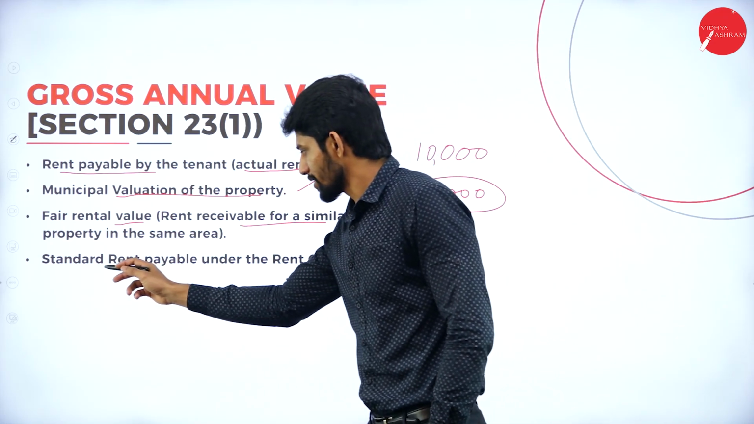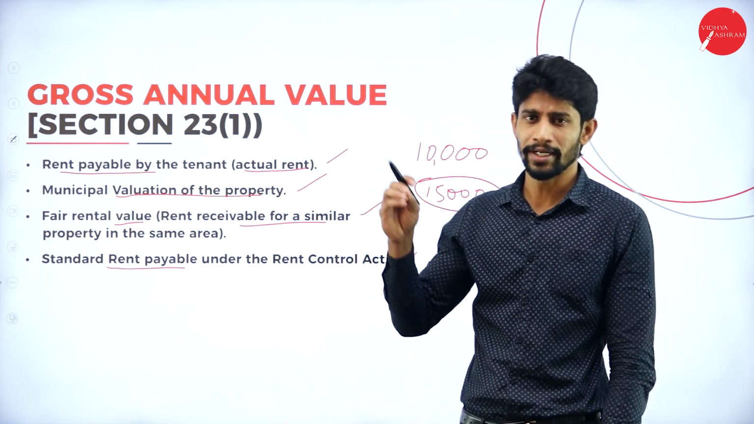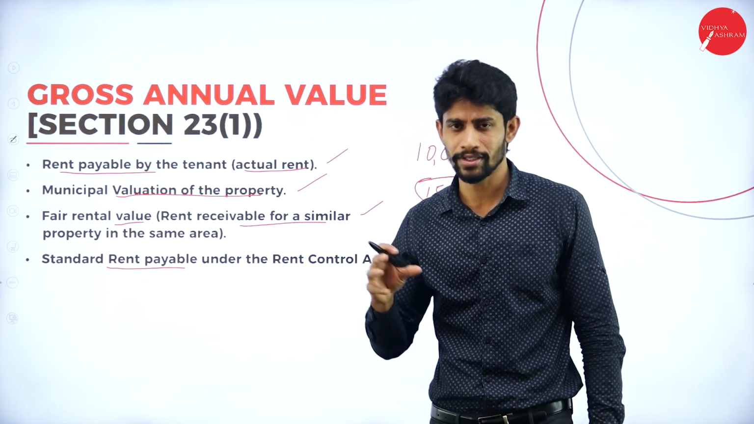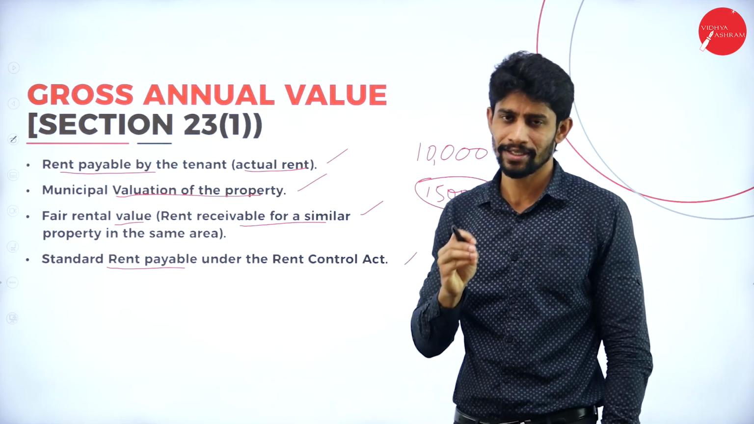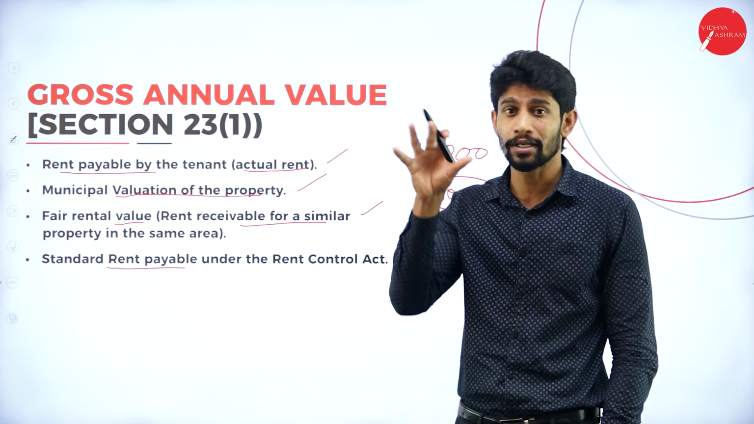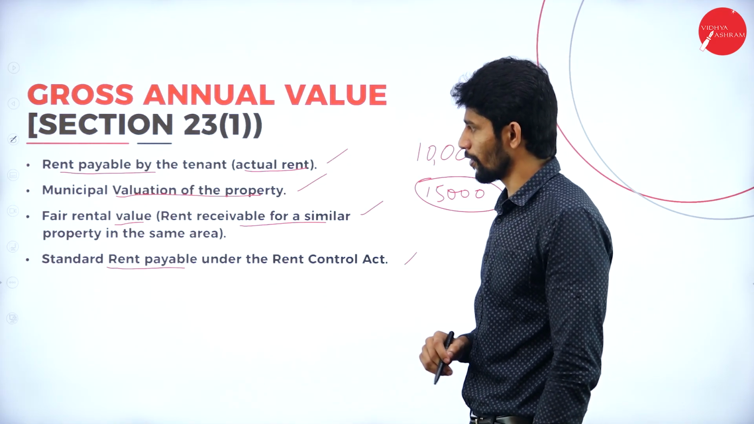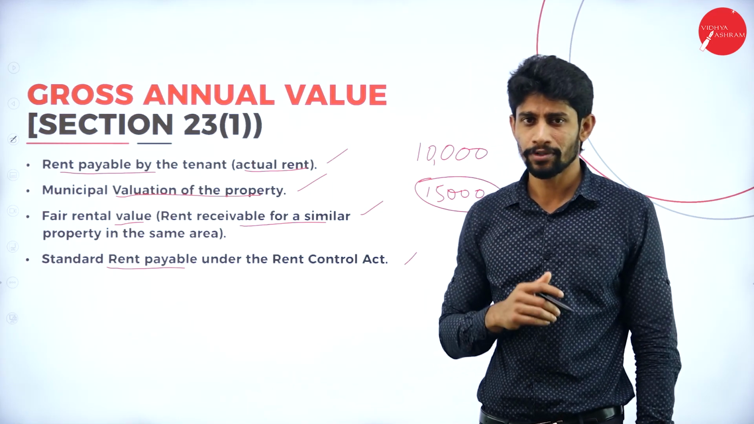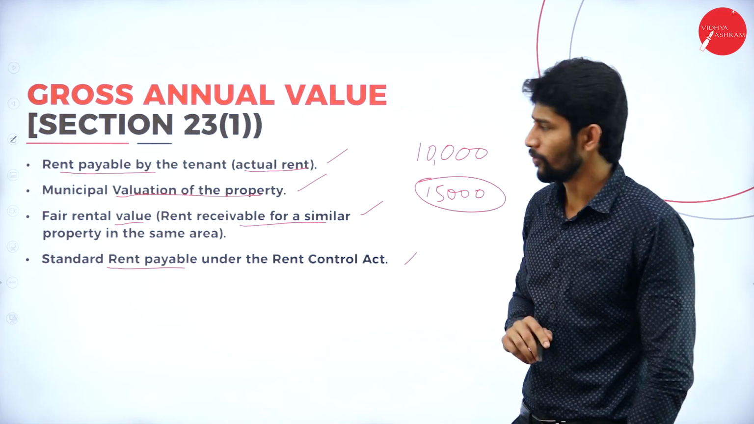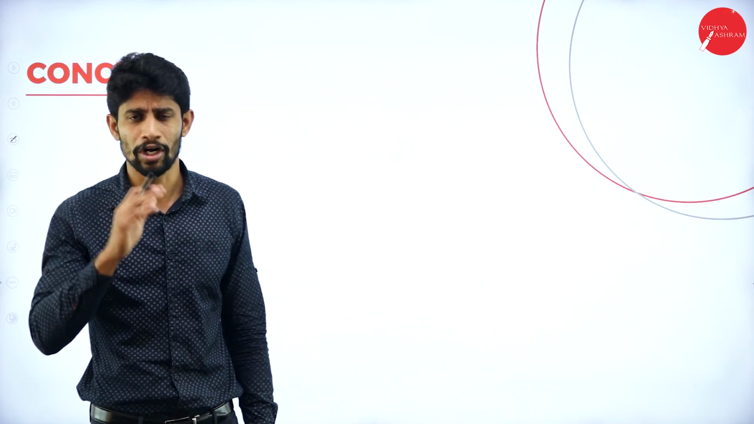And standard rent payable under the Rent Control Act. Yes, under the Rent Control Act, that authority is going to fix a standard rent, for example, 8,000. You can't take less than 8,000 for that particular area. That is called standard rent. So based upon these 4 factors, we are going to find out the gross annual value. Now, how are we going to find out the gross annual value?